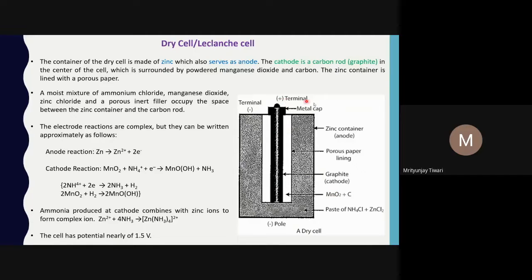And this zinc container is lined with porous paper. Why porous paper? So that the ions can also move. A moist mixture of ammonium chloride, manganese dioxide, zinc chloride, and porous inert filler occupies the space between the zinc container and the carbon rod. So what we see here is the zinc container, and in the zinc container, this is the carbon rod, the graphite rod, the metal cap you might have seen, and this terminal, the cathode, is positive, and the zinc is negative.